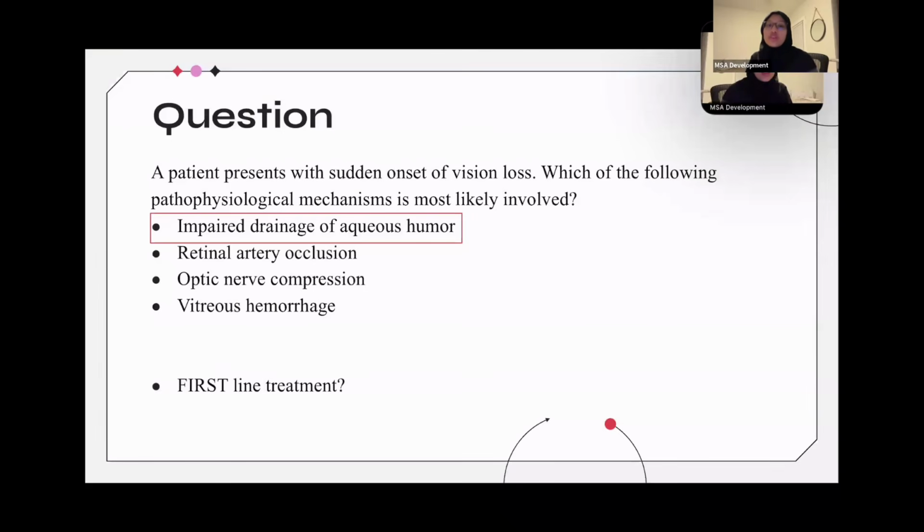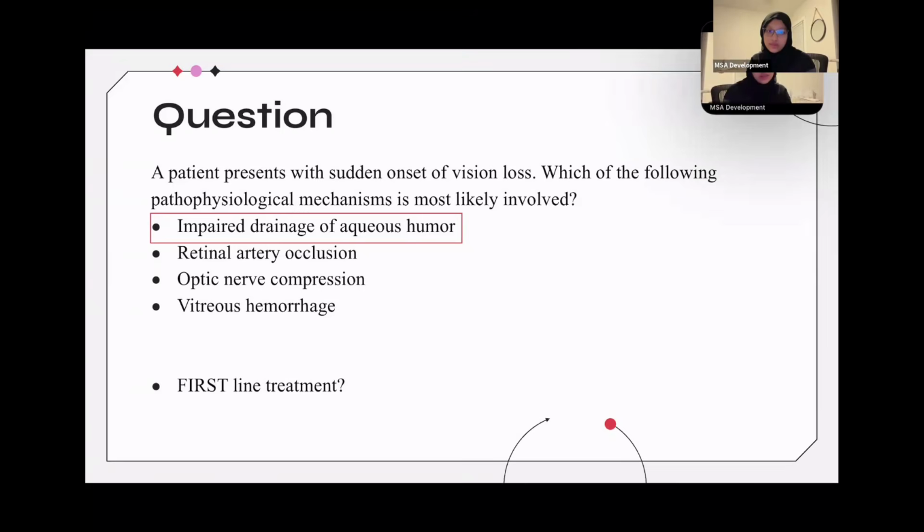Closed angle acute glaucoma. What is the first line treatment? Everything other than prostaglandin. So things like timolol, beta blocker, alpha 2 agonist, pilocarpine, topical, plus an IV diuretic like a carbonic anhydrase inhibitor.